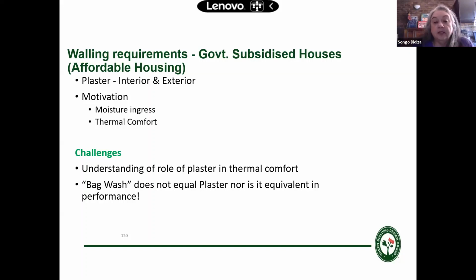So when somebody comes and says, oh no, I have complied with your requirements because I put this bag wash on, really your answer should be, no, you haven't. And if they ask why, and we spoke about you're hindering my progress, well, you're hindering people's health. So it's really important, and as I say, the budget covers this. The budget includes plaster inside and outside of walls.